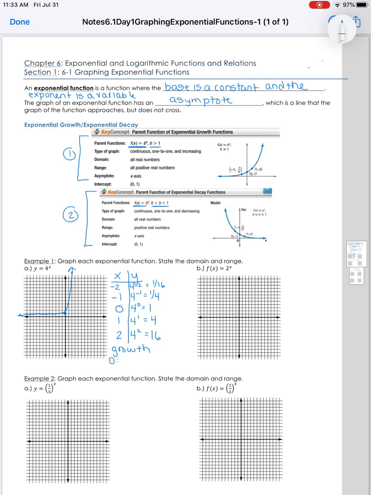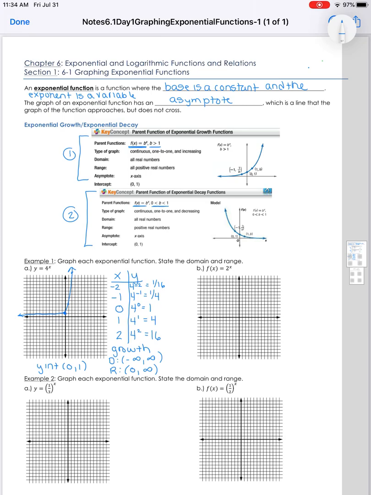Our domain, what x values apply? Well, that would be all of them. So negative infinity to positive infinity. For the range, basically, you're going anywhere above 0. So from 0 to infinity, it doesn't equal 0, so you have a parentheses, and it doesn't equal infinity, so you have a parentheses as well. And then just for clarification here, we have a y-intercept. Where did it cross the y-axis? At 0, 1. Just to try to gather as much information as possible.